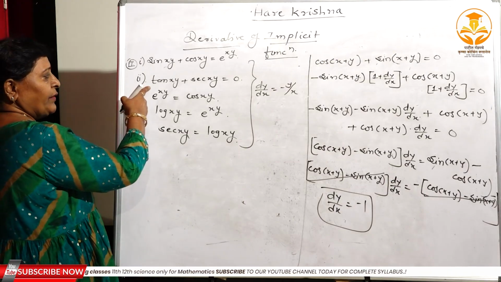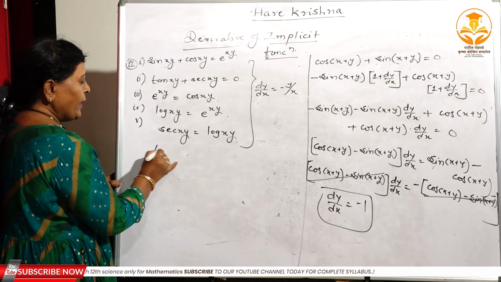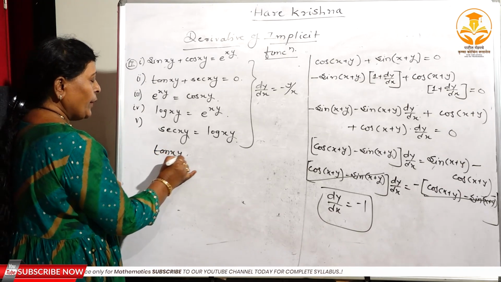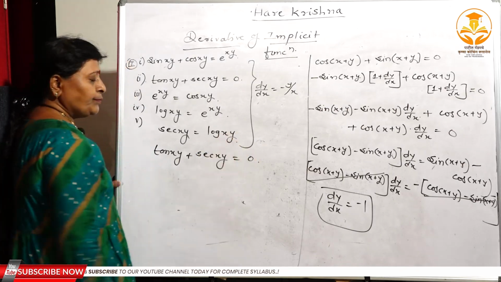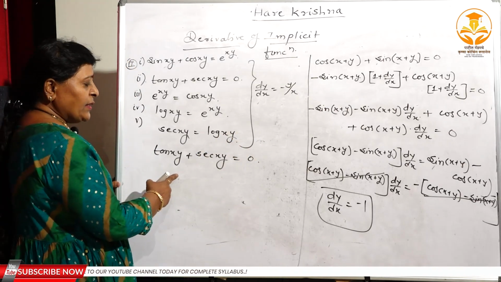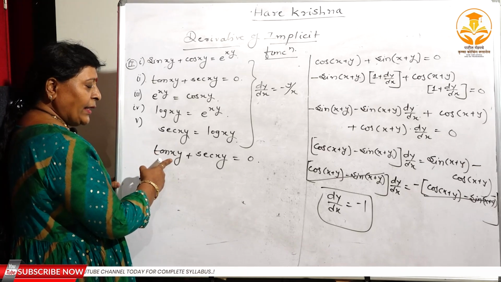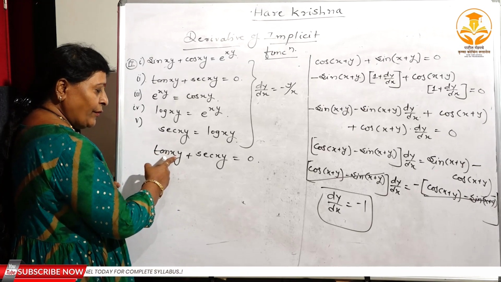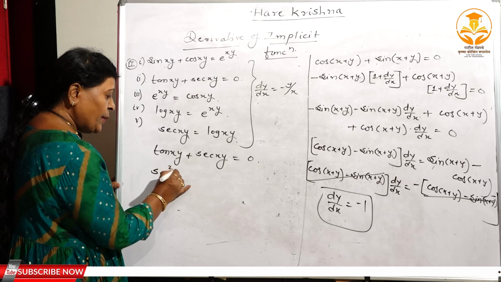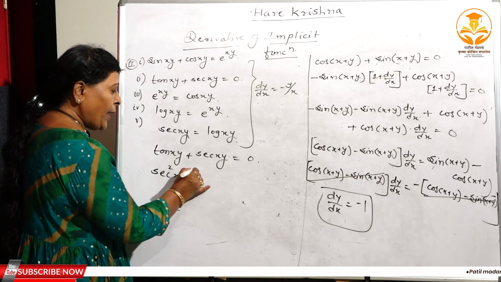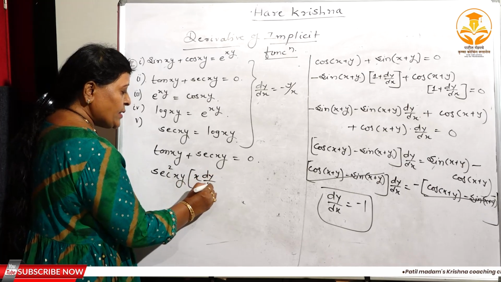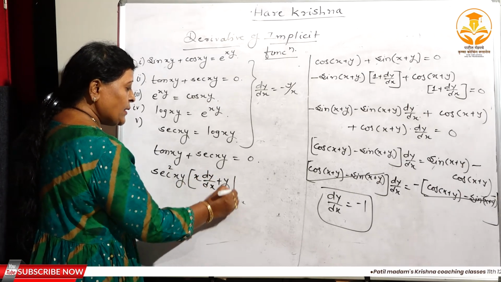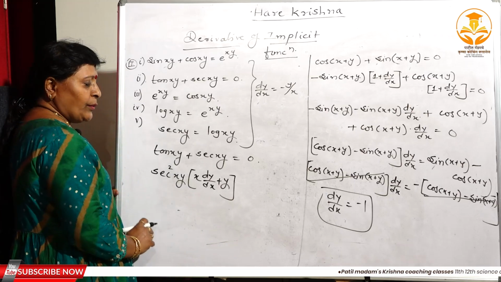I will take the second one. See here, tan xy plus sec xy equals 0. Again, apply the chain rule. What is the derivative of tan xy? The derivative of tan u is sec square u, meaning sec square xy. Again, apply the multiplication rule. x remains as it is, the derivative of y is dy by dx. Again, y remains as it is, the derivative of x is 1.